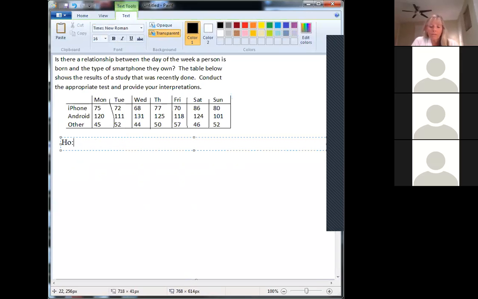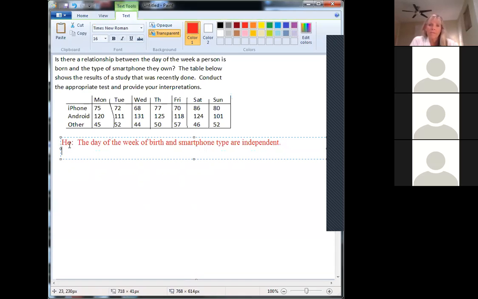So H naught, let's do it in red, actually, to distinguish it from the question. H naught is the day of the week of birth and smartphone type are independent. Any questions on that?